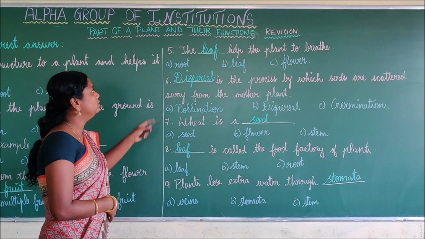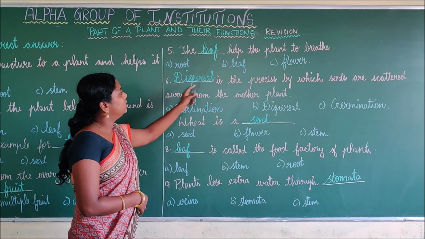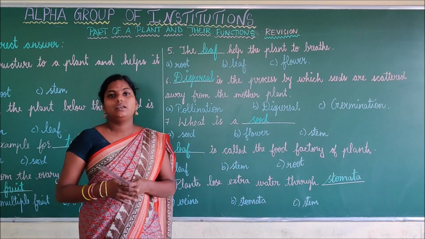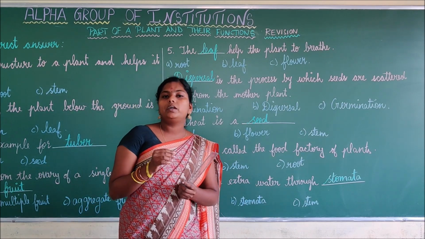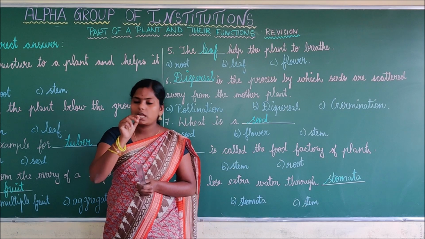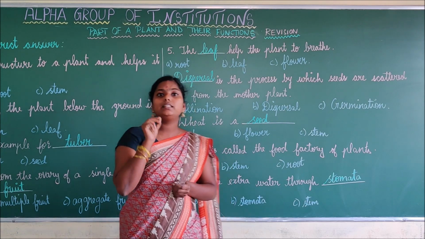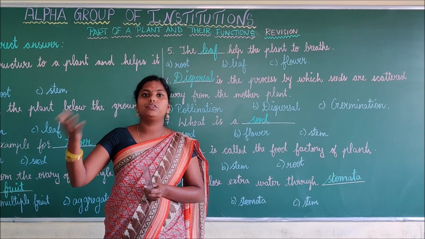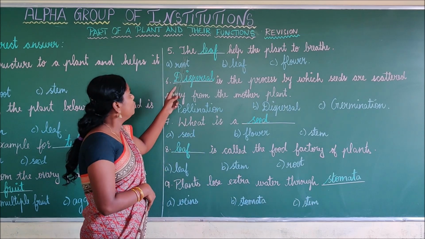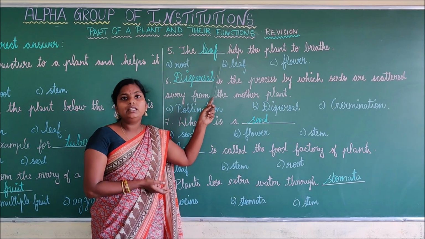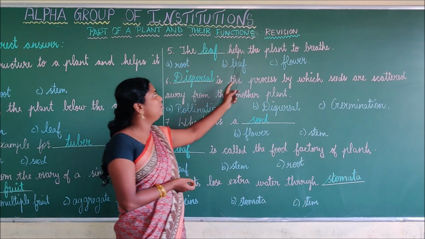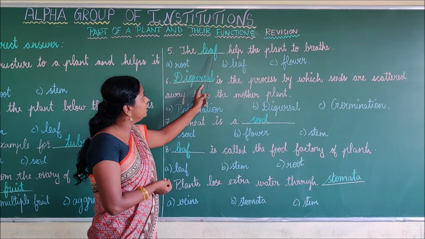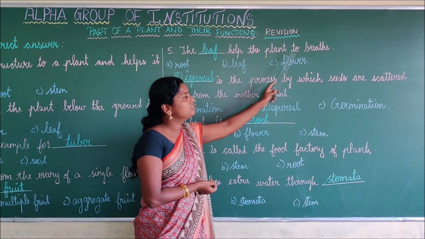The next one, 5. The dash helps the plant to breathe. So which will help to breathe? Yes, of course, the stomata help to breathe, because there are so many tiny pores in the leaves, and these pores are called stomata, which will take in carbon dioxide and give out oxygen. So the stomata are found in the leaf. The leaf helps the plant to breathe.